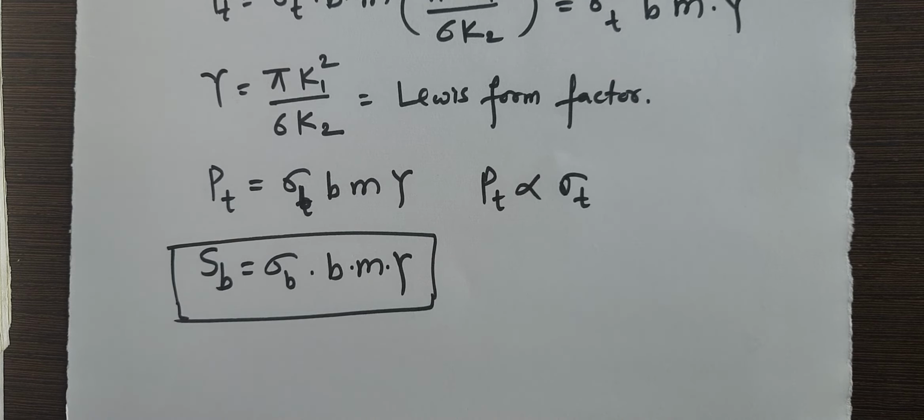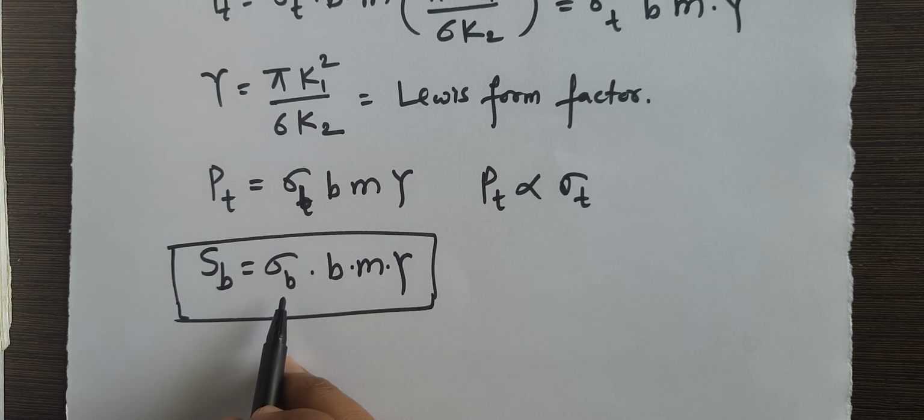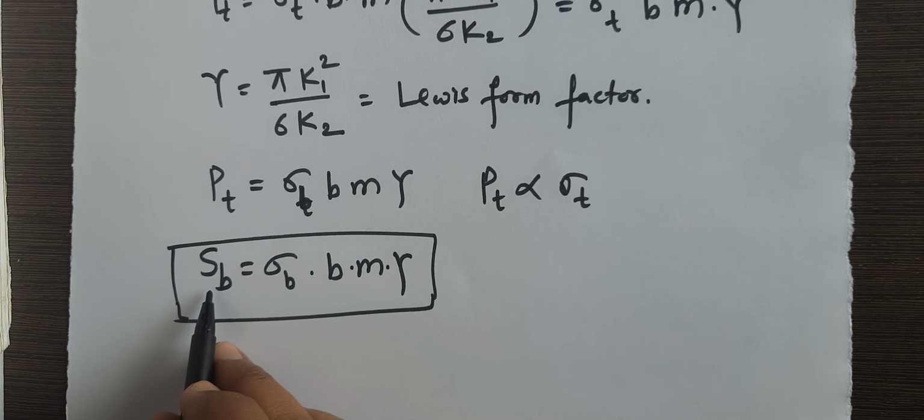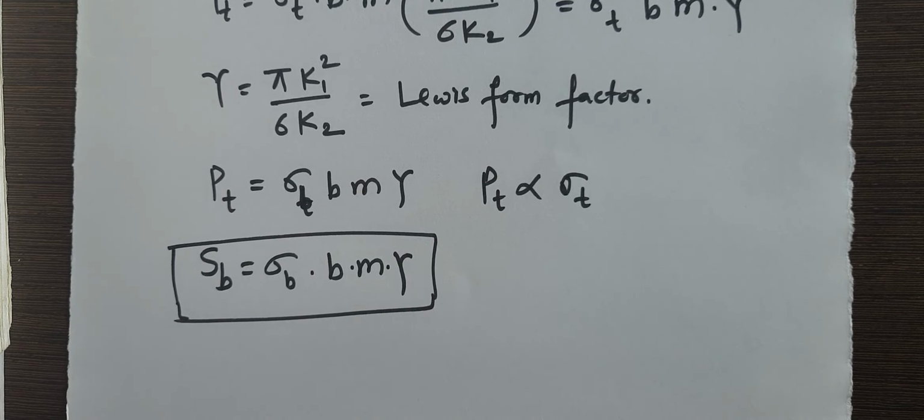Now here sigma b is the permissible bending stress or bending endurance strength, and Sb is nothing but the beam strength. Beam strength is nothing but the maximum tangential load the gear tooth can take without bending failure.